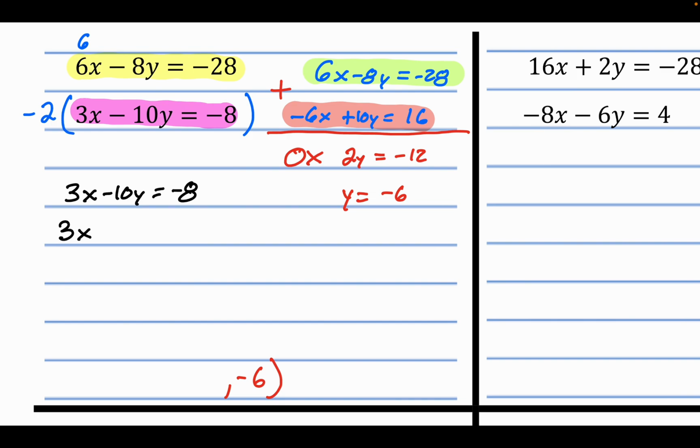We have 3x minus 10. We're going to replace the y with that negative 6. So we end up with 3x plus 60 equals negative 8. We subtract 60. This feels like it's too large of a number. I feel I've made a mistake somewhere.